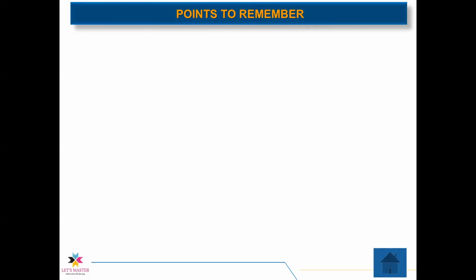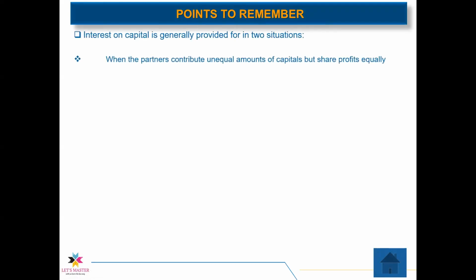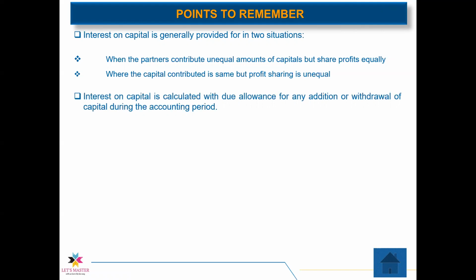Now, there are a couple of things that you should keep in mind. First, interest on capital is generally provided in two scenarios: when the partners contribute unequal amounts of capital but share profit equally. The second is where the capital contributed is the same but the profit sharing is unequal. That means all the partners have, say for example, contributed 50,000 each, but their profit sharing ratio is different.